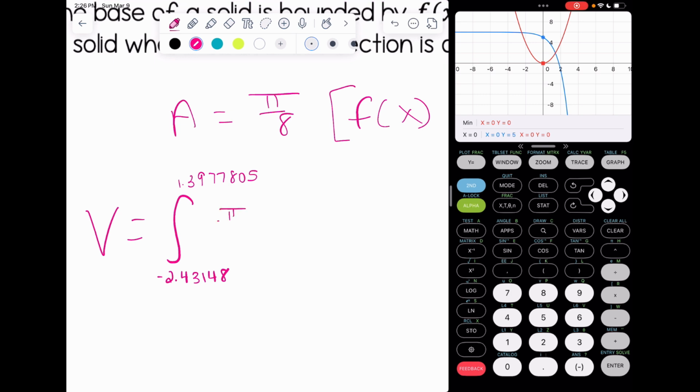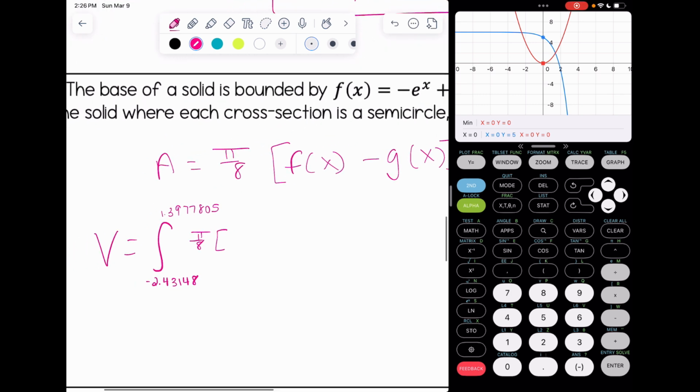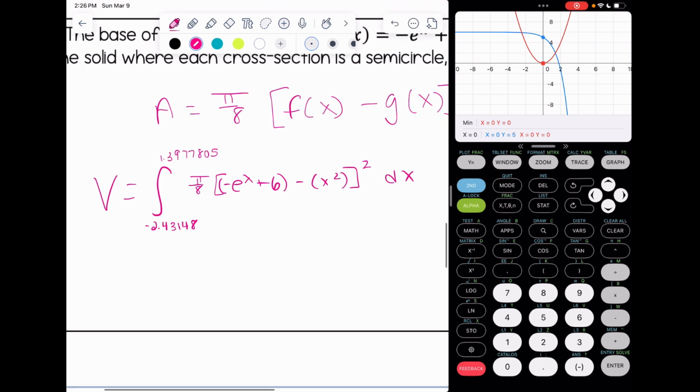So that's going to be pi over 8. My upper function is the exponential, so f of x, negative e to the x plus 6. We're going to subtract the lower function, which is x squared. We're going to square that whole thing, dx. Then I'm going to go to my calculator. I'm going to plug this into Math 9, and when I do that, we should get 21.717 as the volume.